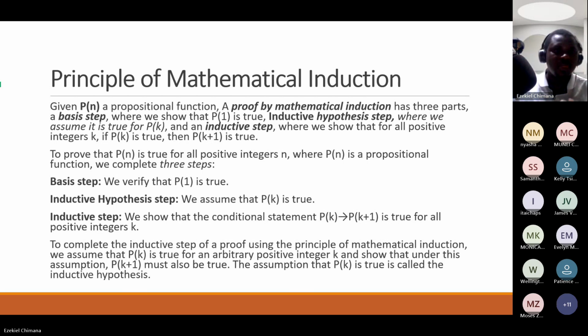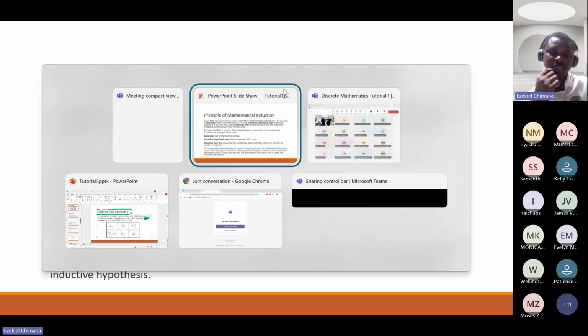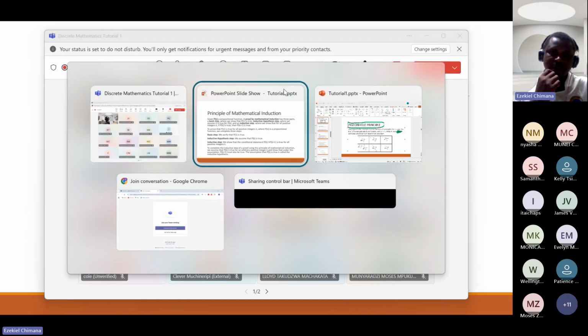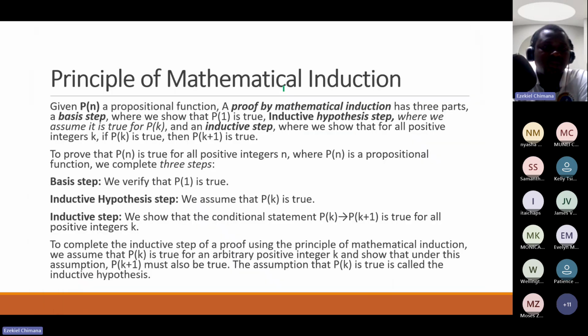So let's look at the principle of mathematical induction, but I'm sure that there are no questions on contradiction and contrapositive. I'm sure we are good with that. So guys, on the principle of mathematical induction, there are rules, there are steps that you need to follow. Do not jump any step. Otherwise, it won't be the principle of mathematical induction.